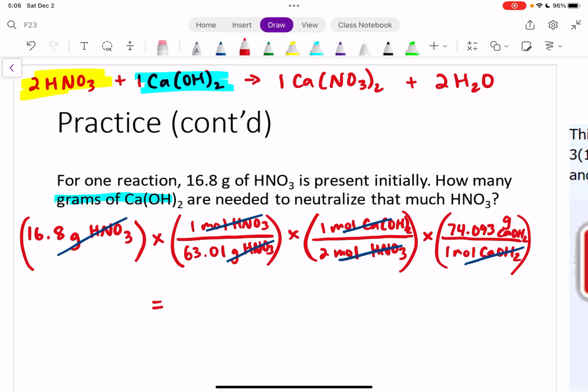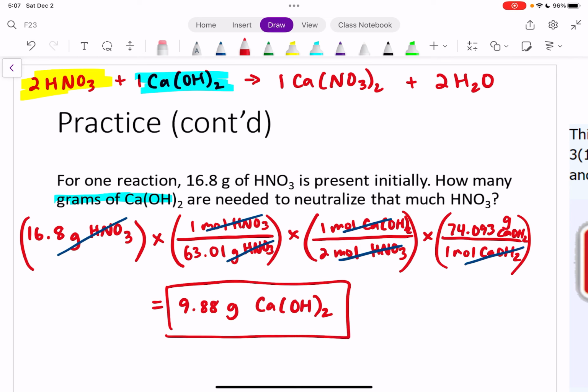All right, now you have to do that calculation, which means you take everything on the top and multiply it all together, and then divide by the product of everything on the bottom. And that's going to give us 9.88 grams of calcium hydroxide, which means what? We need 9.88 grams of calcium hydroxide in order to neutralize 16.8 grams of nitric acid. That's how many grams are required to neutralize that acid.